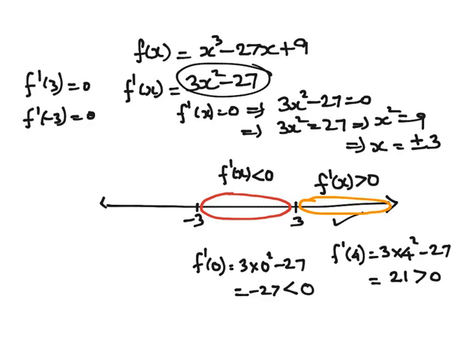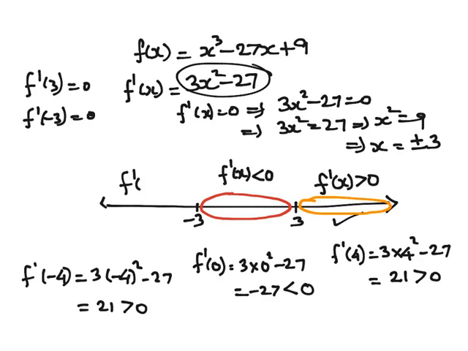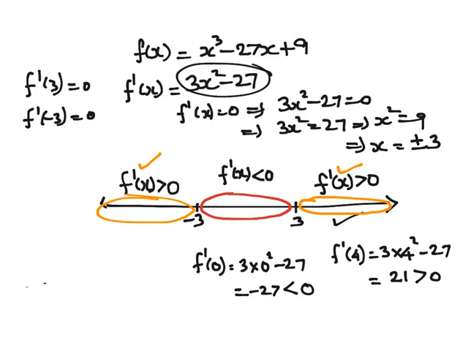Okay, so let me take a value now less than minus 3. Let's say minus 4. So f dash of minus 4 is 3 times minus 4 the whole square minus 27. Again you will get the same answer, 21, positive. So here f dash of x is positive. So you can see here, students, that between here and here, f dash of x is positive.